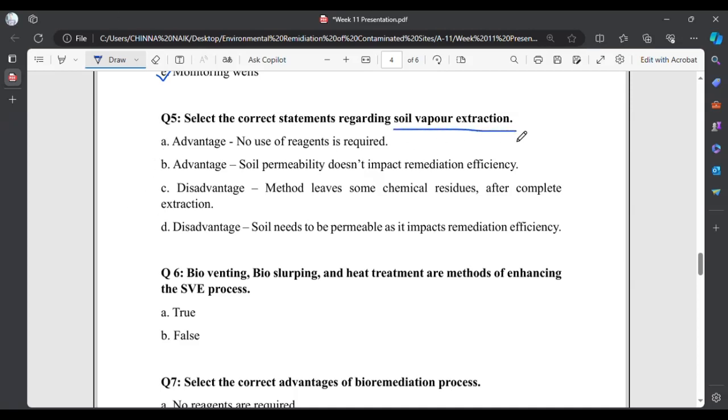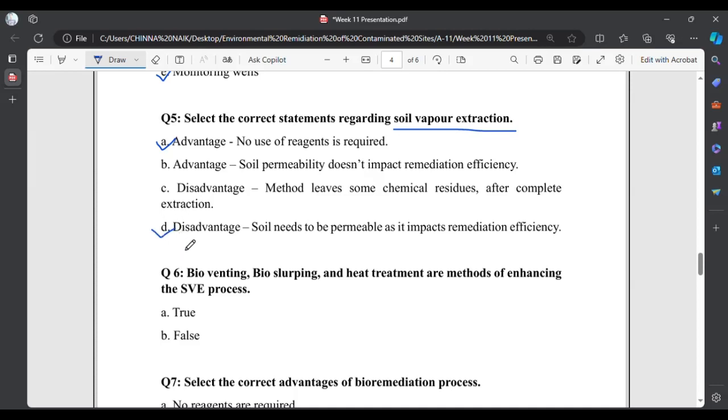In soil vapor extraction method, they are saying the advantage is that we are not using any reagents or chemicals in this method. Is this option true? Yes, true, because we are supplying only air, we are not injecting any chemicals or reagents. And about A and D.